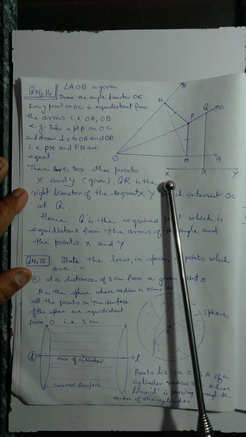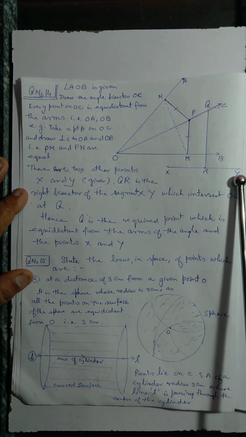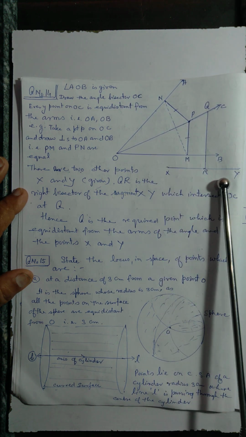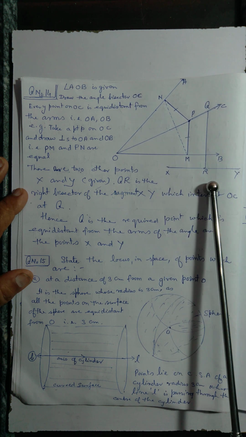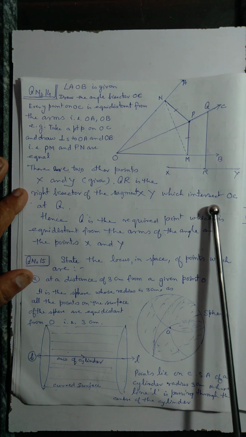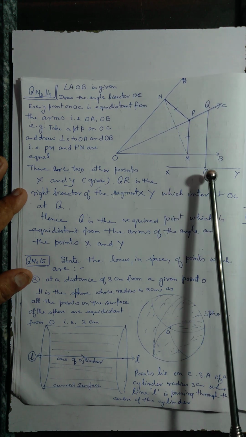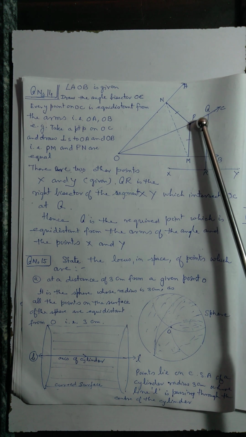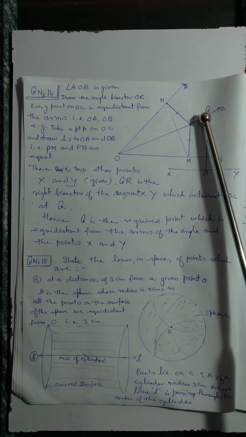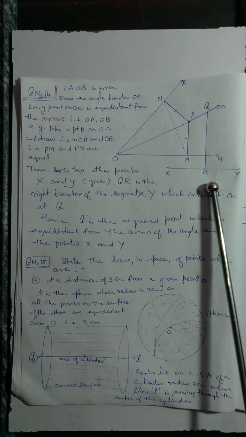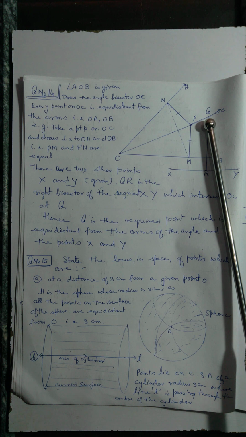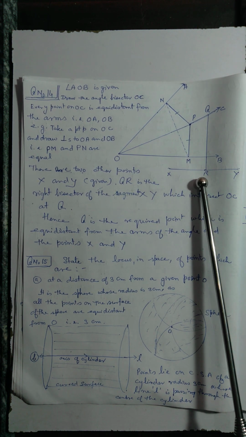Now here the two separate points are given. That is, let X and Y are given. So this line segment XY, the point which lies on the right bisector of the given segment XY will be equidistant from X and Y. So QR is a perpendicular bisector or right bisector of XY. The intersection of QR and OC is Q. So Q will satisfy all the conditions.